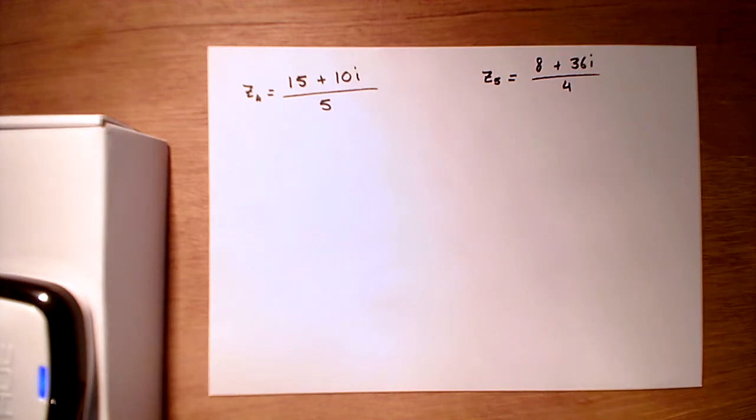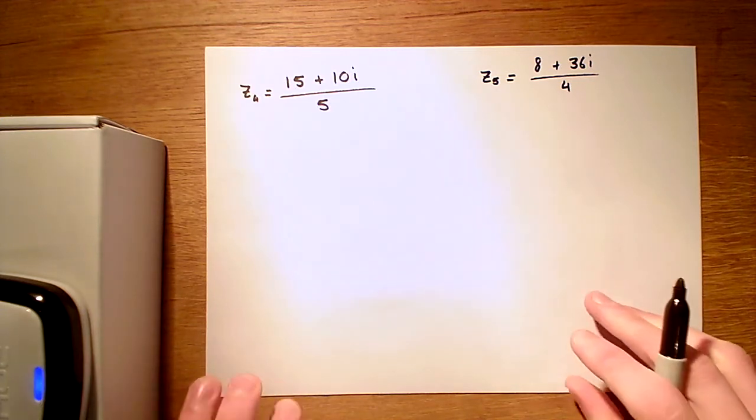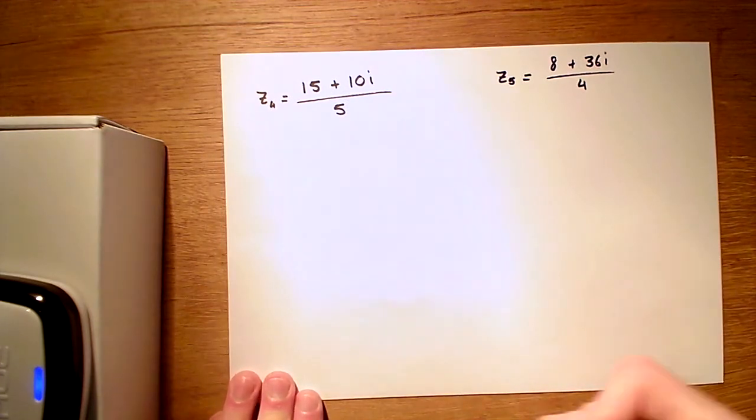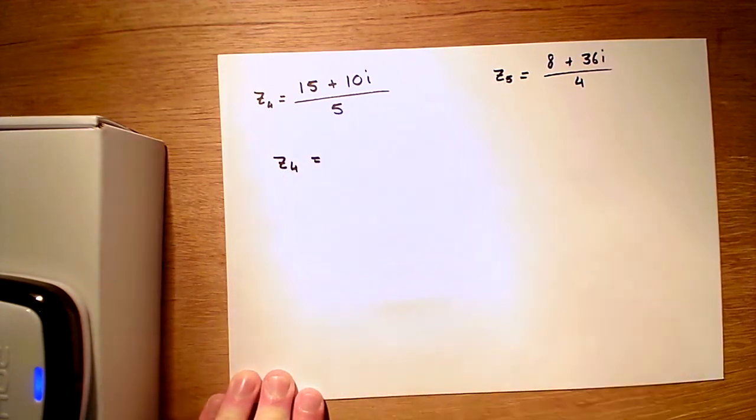So the first one on the left, we have Z4 is equal to 15 plus 10i divided by 5. And on the right hand side we have Z5 is equal to 8 plus 36i divided by 4. So let's start on the left hand side. We have Z4 is equal to this. This is far simpler to approach than what we'll see in a moment or two. All we need to think about here is that to simplify this, how many times will our denominator go into each element of the numerator?